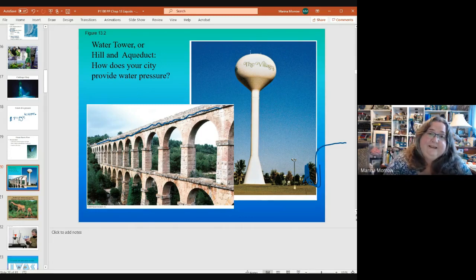The water is. So what we do in our cities usually, because it's flat around here, is we have water towers. They've got water in them that's pumped up continually. And then it's allowed to release through pressure, so it goes down, and then it goes through pipes to your house.